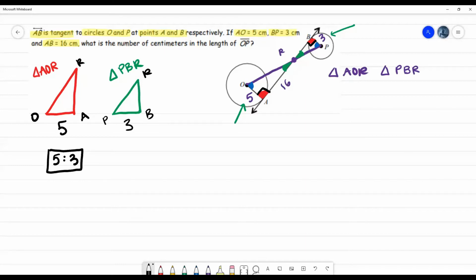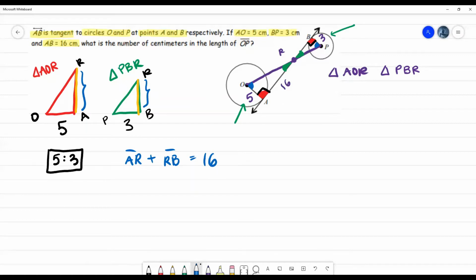So now that we have our ratio, we can find out the height of both triangles. We can find RA and RB. Now, it might be a little tricky, but we know that AB is 16 centimeters right here. And AB is made out of segments AR and RB. If you were to add those two, you would get 16. Now, AR is also the height of this triangle, and RB is the height of this triangle. Because we know the ratio between those two triangles, we can simply plug in and make an algebraic equation.